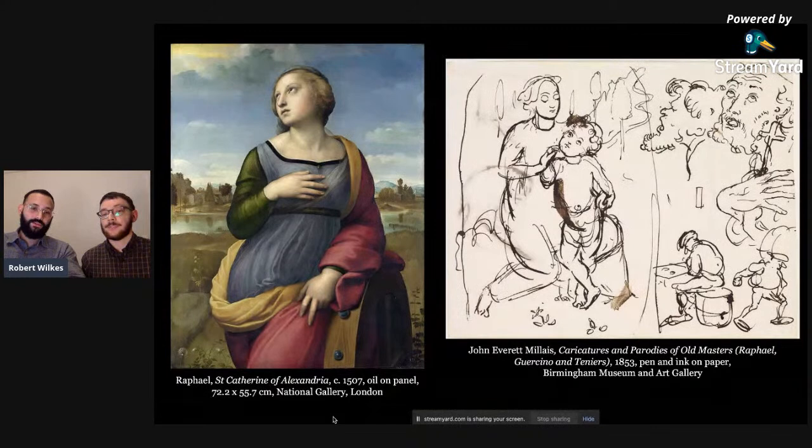So they were taking these very revered, admired artists like Raphael and questioning why they were worth studying and wanting to find their own inspiration rather than simply following what was done before.